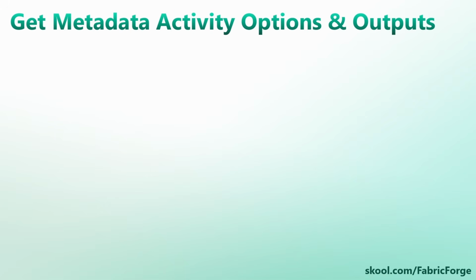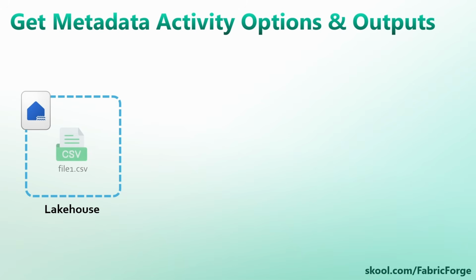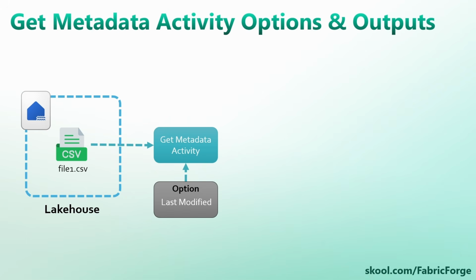Now let's take a look at a couple of these options and what kind of outputs they would yield in pipelines. Let's have a lakehouse. In that lakehouse, let's have a CSV file and call that file1.csv. Then we are going to have a get metadata activity in our pipeline. First, let's set the option of get metadata activity to last modified.